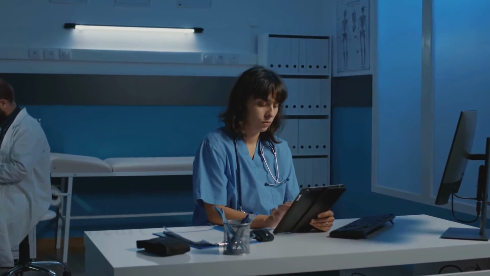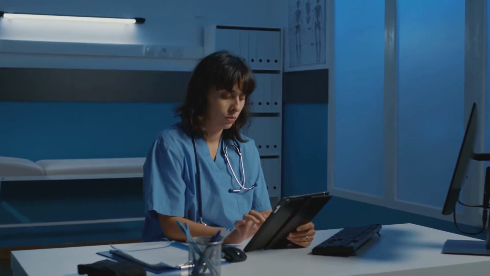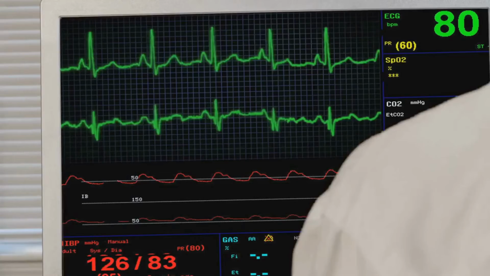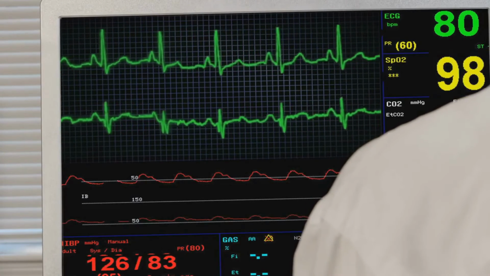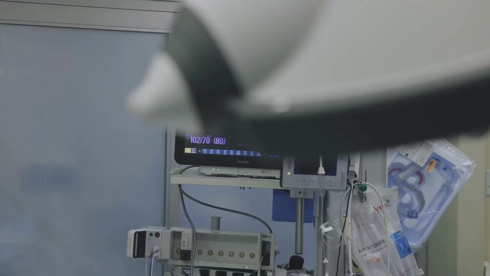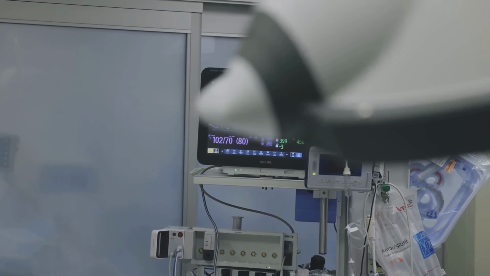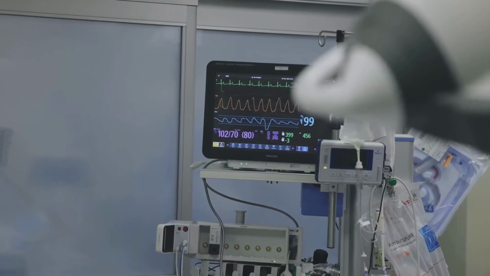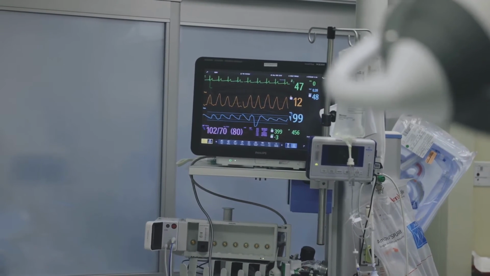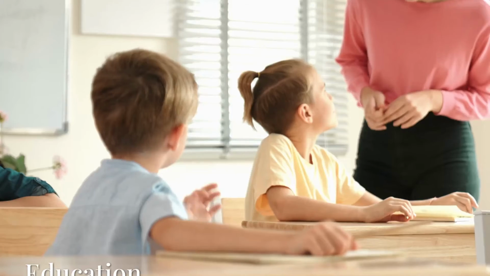So, in healthcare, Z-scores can actually help interpret patient test results. For instance, a Z-score can indicate how a patient's blood pressure compares to the average population. The empirical rule can provide insights into the normal range of vital signs, helping healthcare professionals identify patients who may require further assessment or intervention.